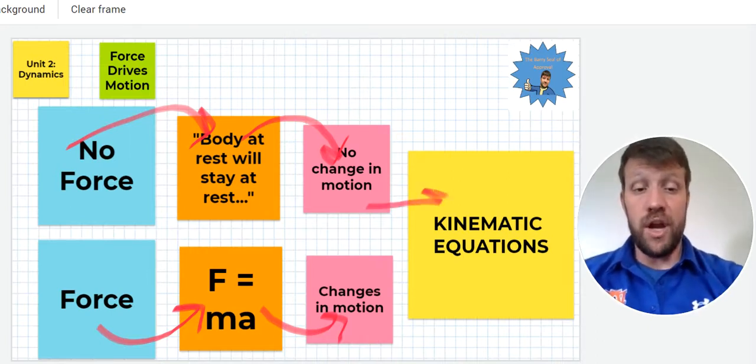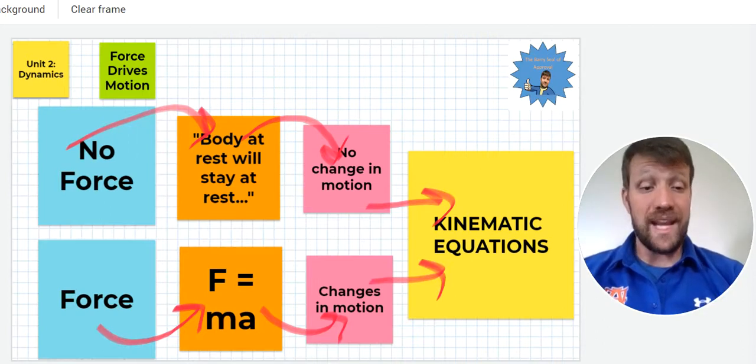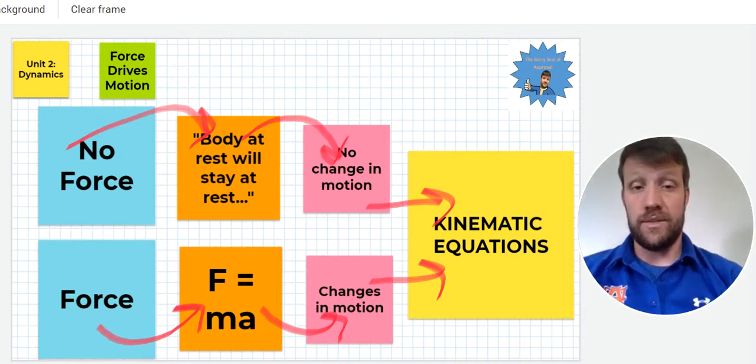Both of these are still governed by the kinematic equations. And that's really important to note. We're not forgetting kinematics with what we're doing here. We're building on it by adding dynamics to it.